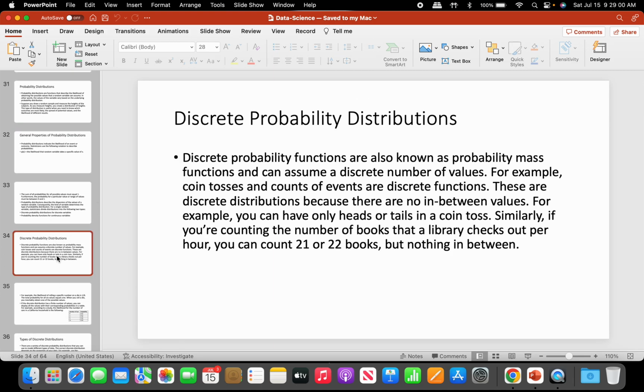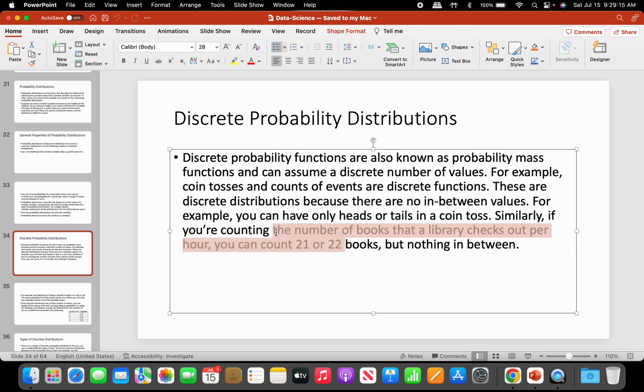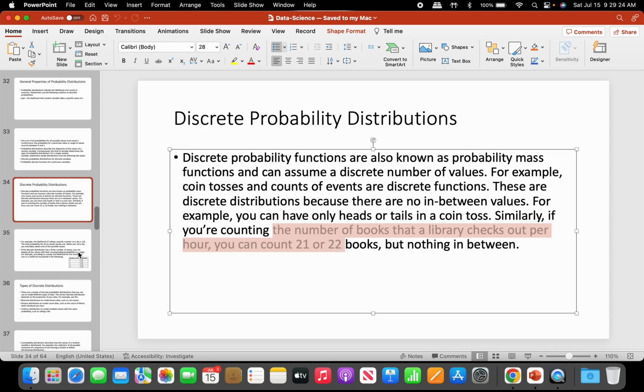Then the types of probability distributions. The first is the discrete probability distribution, and the second is the continuous. The discrete is when you have discrete variables that can be round numbers, right? So it can be say 21, 22. Say you want to calculate the number of books checked out from the library, and that can be say 1, 2, 3, 4, 20 or 22. So any of these round numbers are discrete probability distributions.